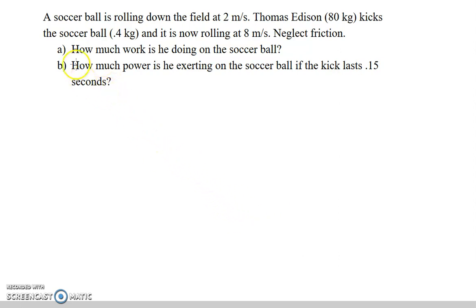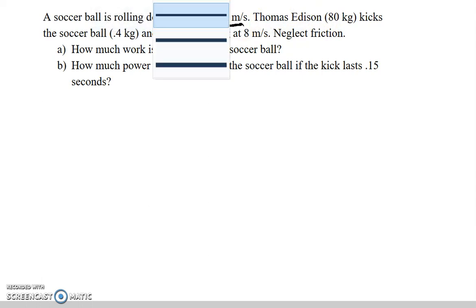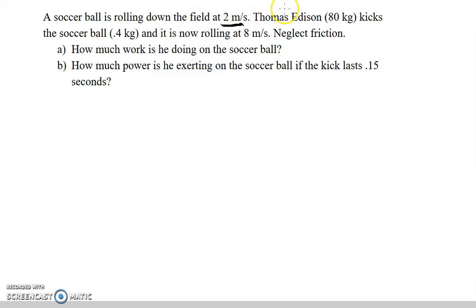Okay, so I'm going to go through this. We have a soccer ball rolling down the field at 2 meters a second. Then Thomas Edison, at 80 kilograms, kicks the soccer ball, which is 0.4 kilograms. The soccer ball is now rolling at 8 meters a second, and it says to neglect friction.